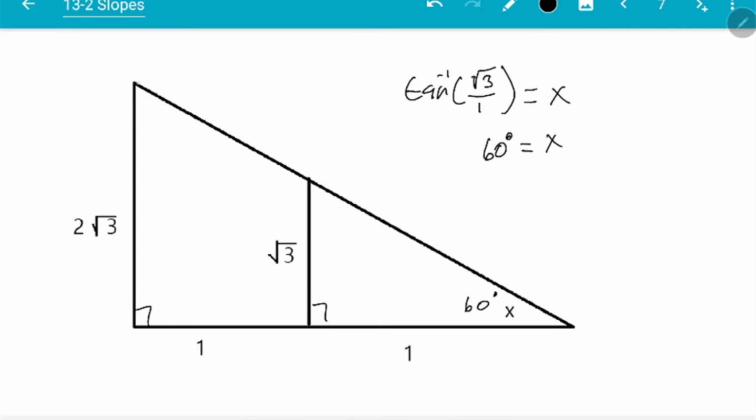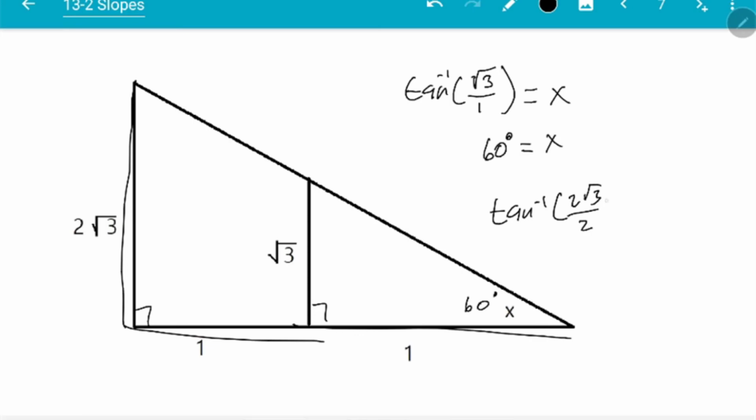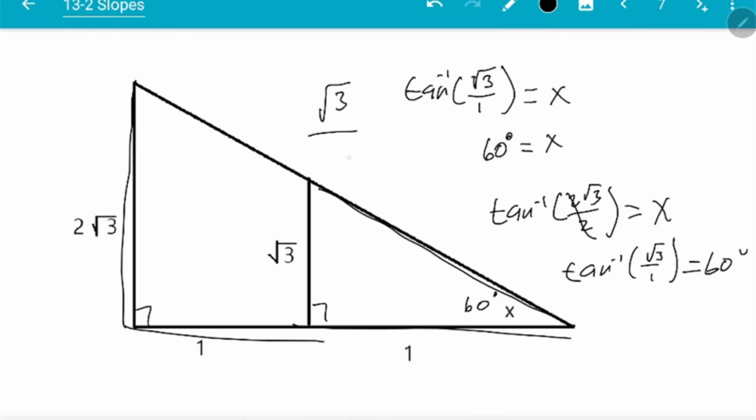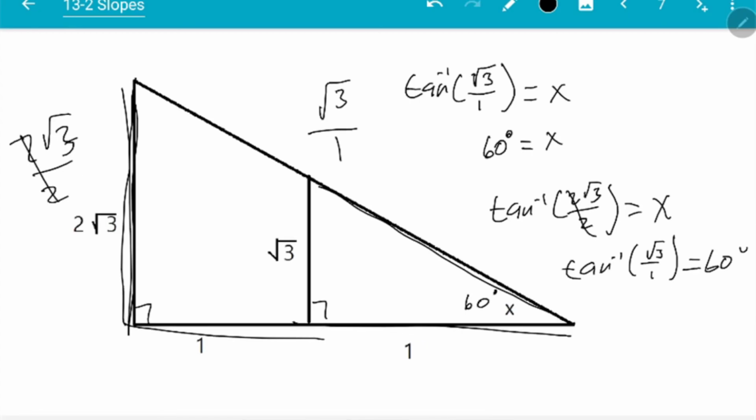Next, if I look at this big shape here as well, I would say tangent inverse of 2 square root 3 divided by 2 equals x as well. But if we simplify this, it's just really saying tangent inverse of square root 3 over 1, which we already know is 60. Now, when you have these similar triangles like this, see how there's this common slope here. I rose square root of 3 and I ran 1. I rose 2 square root of 3 and I ran 2, which means my slopes are the same.